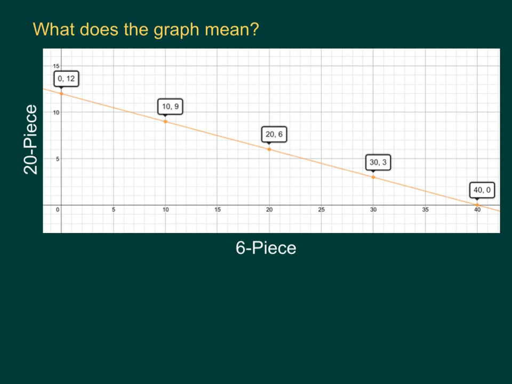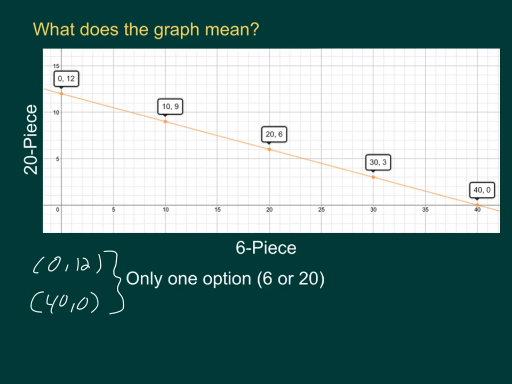If we think about a few different things, we have a few points to consider. First we have the point 0, 12. What that would correspond to is if we got 0 small orders, or the 6-piece orders, and 12 20-piece orders. That would give us the 240 total pieces. The other one would be the other intercept, 40, 0. That would be 40 6-piece orders and 0 20-piece orders. That would cover our 240. So these two scenarios are both really choosing only one of the options, using only the 6-piece or the 20-piece.